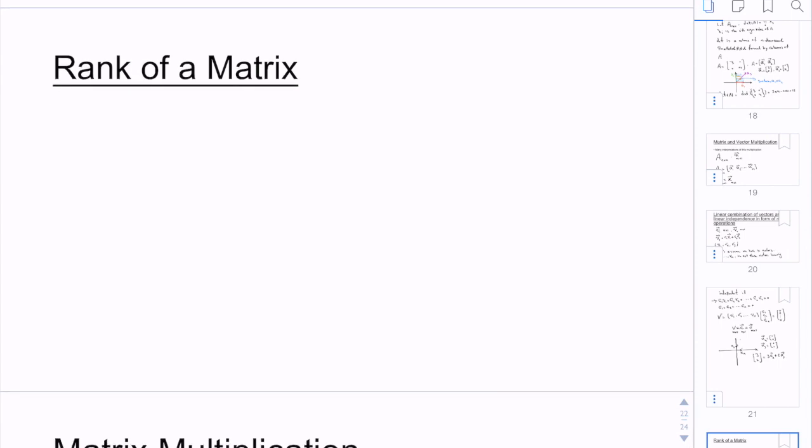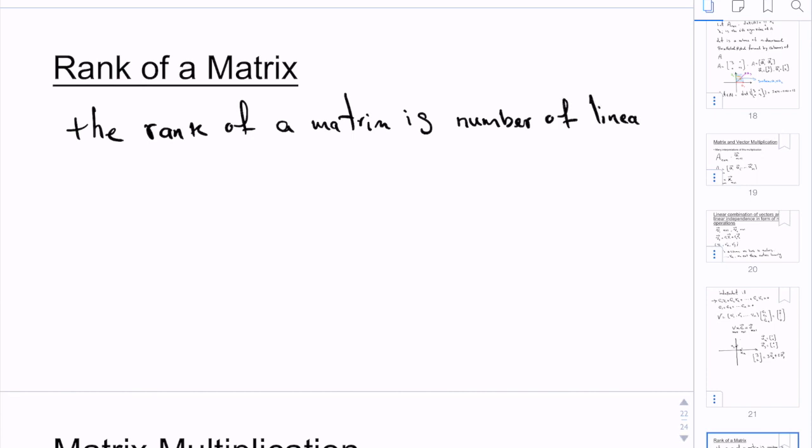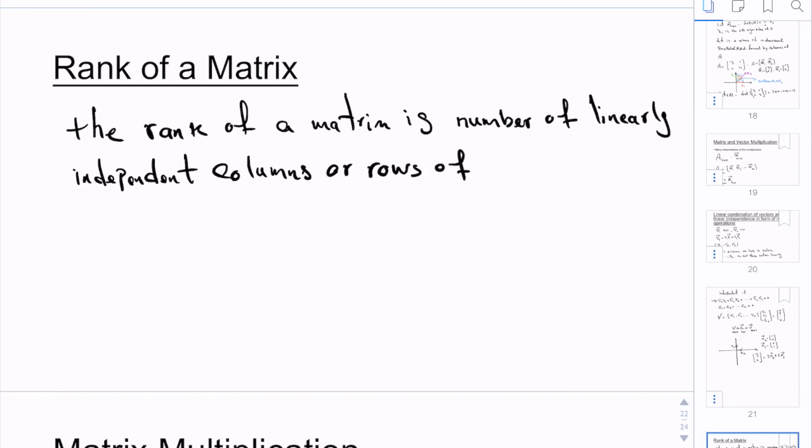So next, related to that is the rank of a matrix. The rank of a matrix is basically the number of linearly independent columns or rows of that matrix. So if I want to define it, the rank of a matrix is the number of linearly independent columns or rows of the matrix.